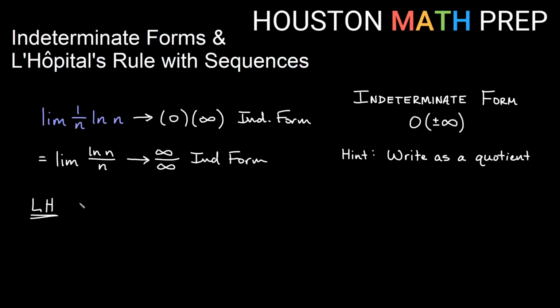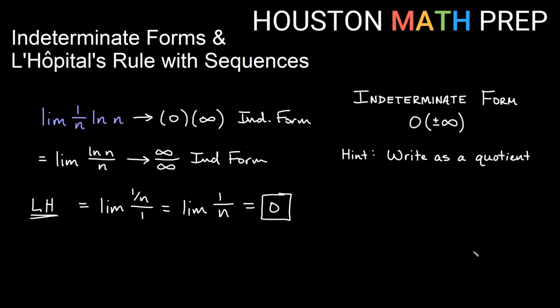So if we apply L'Hopital's rule, then that will equal the limit of the derivative of each one separately. The derivative of ln of n is 1 over n, and the derivative of n is just going to be 1. So we can think of this as the limit then of just 1 over n. And again, obviously, as we plug in larger values of n, this limit is going to be 0 for this one.